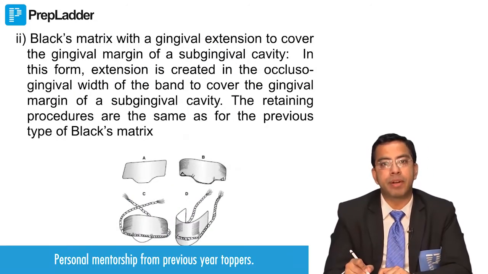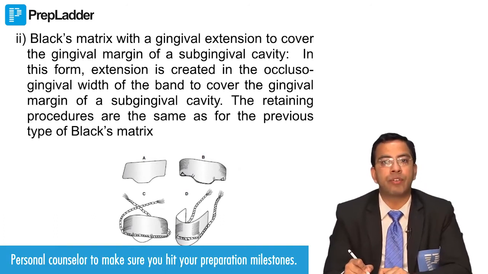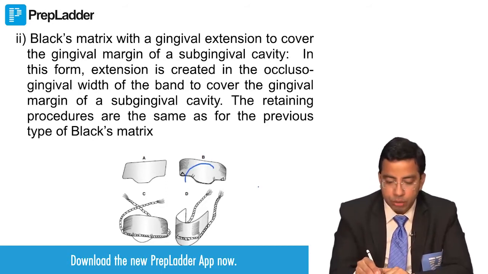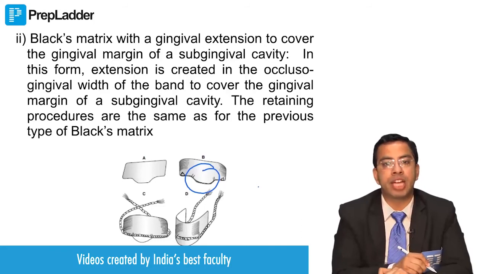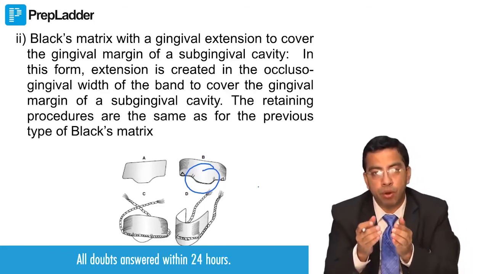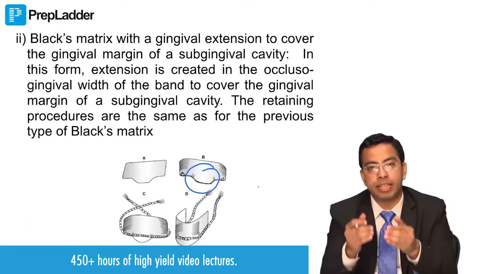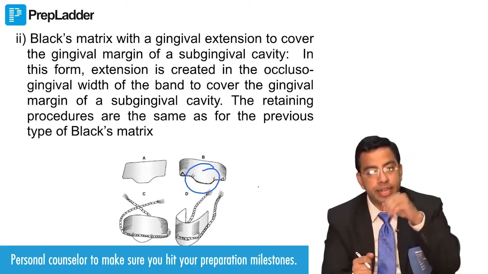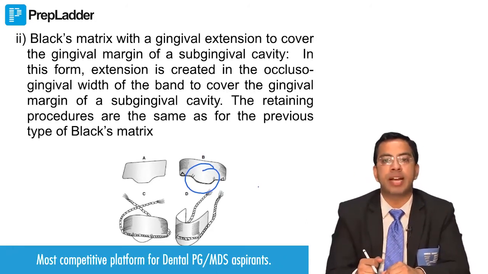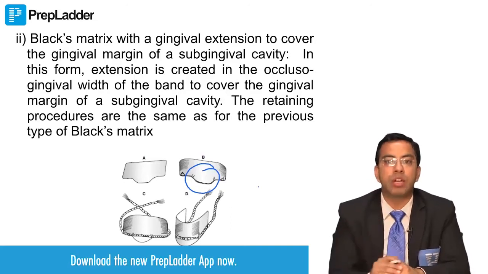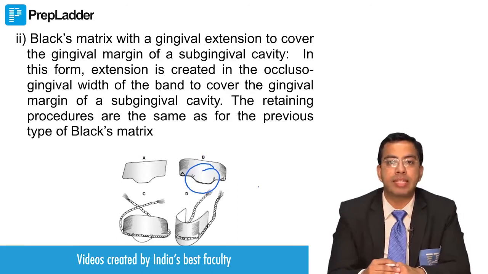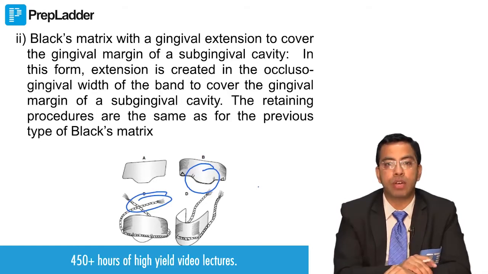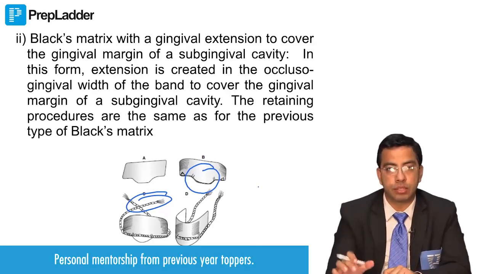Then you talk about the Black's matrix with a gingival extension to cover the gingival margin of a subgingival cavity. So, if you have a subgingival cavity, you will use this kind of band which has a gingival extension so that it can very well go beyond the free gingival margin into the subgingival area, so as not to overfill your restorative material into the gingival sulcus. So, it is a specially designed matrix with a contour for subgingival caries lesions, and the same protocol applies: you tie a dental floss around the hooked up margins and then use this.